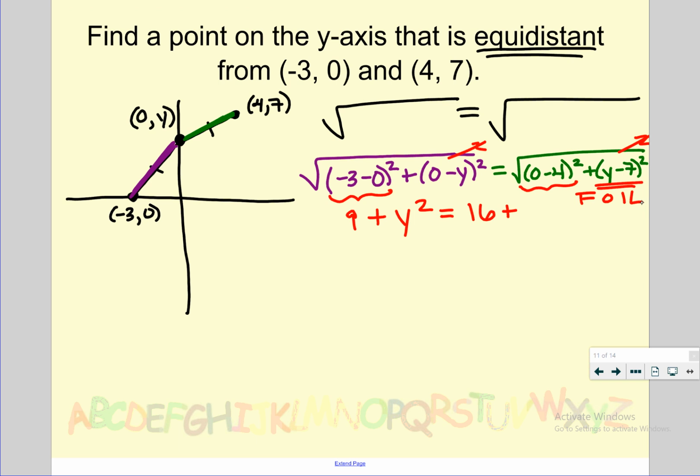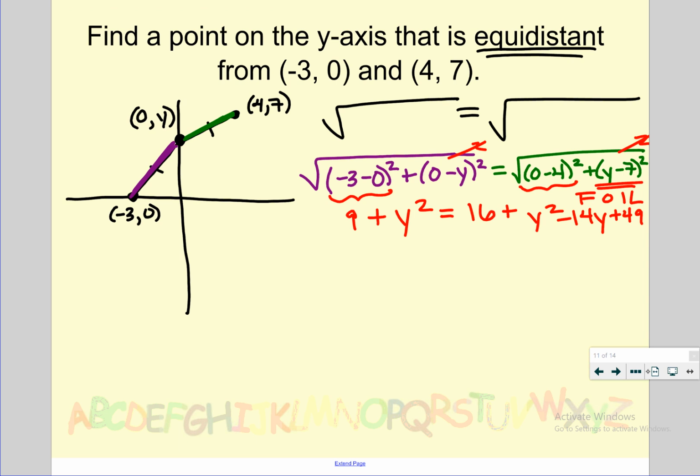So my first terms are going to be y and y. That gives me y squared. My outside terms will be a -7y. My inside terms will be a -7y. If I put those together, that's a -14y. My last two terms will be a -7 and a -7. That's positive 49.